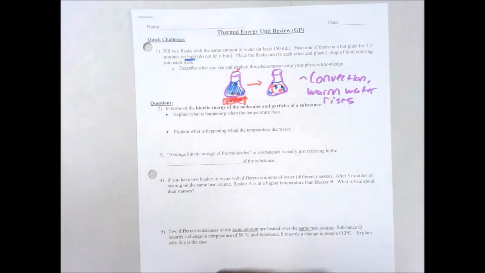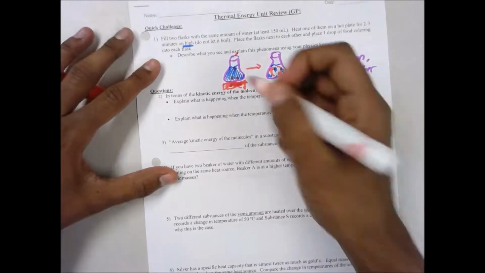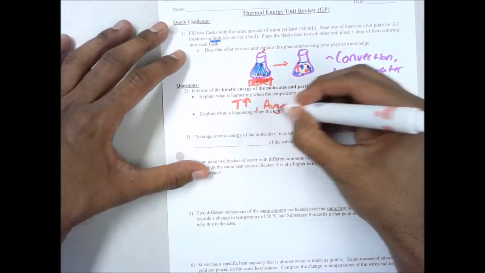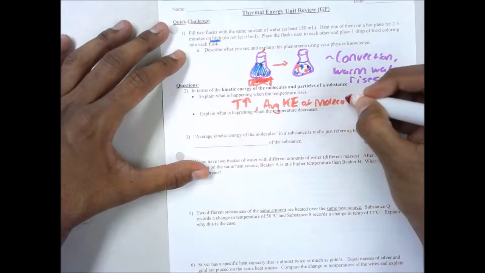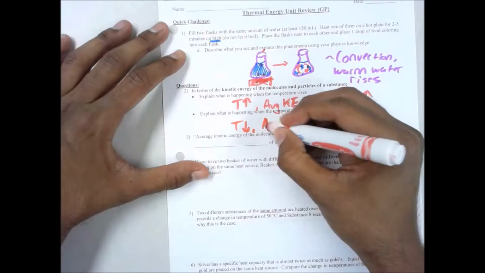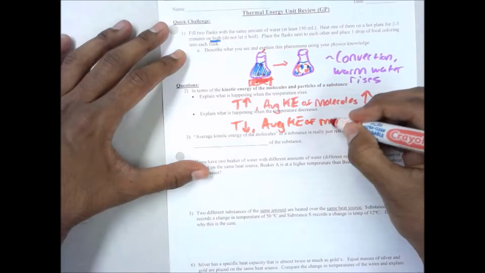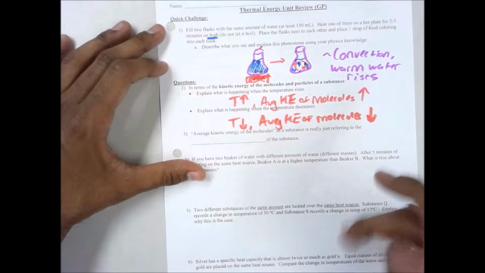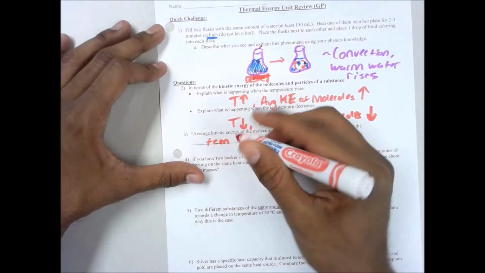Okay. In terms of kinetic energy of the molecules and particles of the substance, what is happening when the temperature rises? If the temperature goes up, then the average KE of molecules goes up. Temperature goes down, average KE of molecules goes down. It's nothing too complicated. Temperature is just the measure of the average kinetic energy of the molecules. And that's what question number 3 is asking as well.